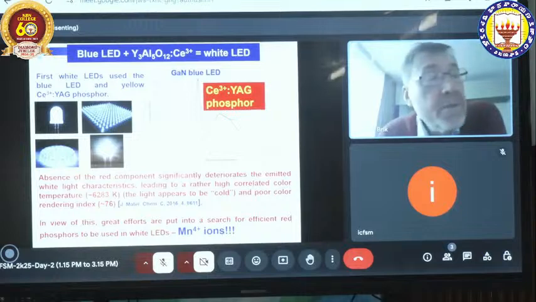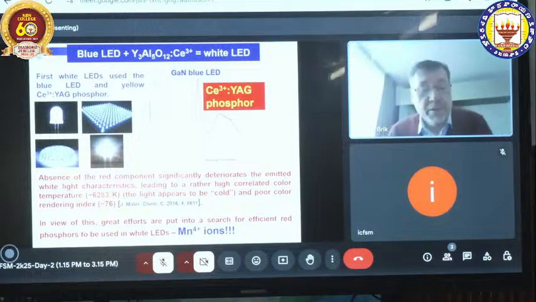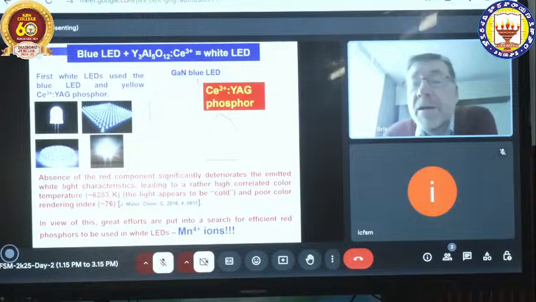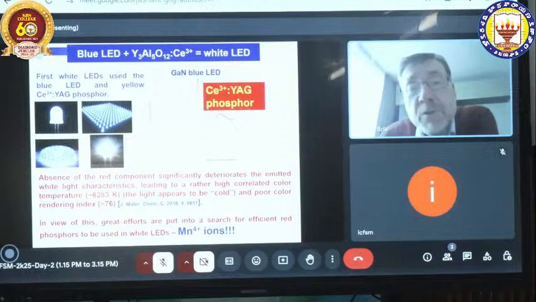But this white light does not have, let's say, very good properties. It appears to be cold light, which is not so good for human eyes for living interiors. But it has been noticed that addition of red emission to the spectrum can improve considerably the properties of this white light. And a very good emitter for this purpose is manganese 4+, because it can absorb blue light and can convert it into red light.